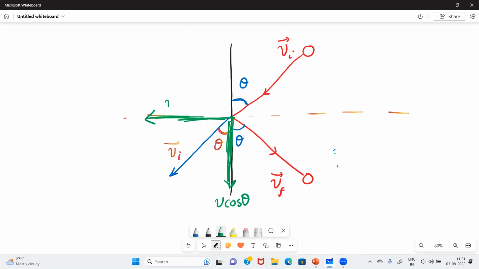And what is this? V sin theta. See, whatever is touching that angle theta, that side will be cos. Trigonometry: adjacent side by hypotenuse, cos theta.